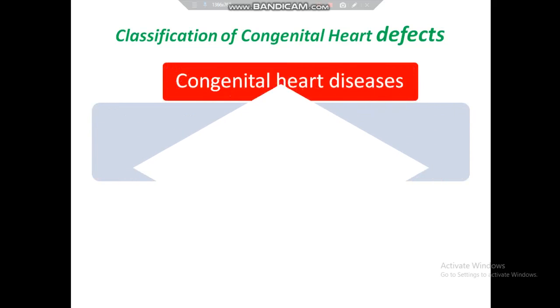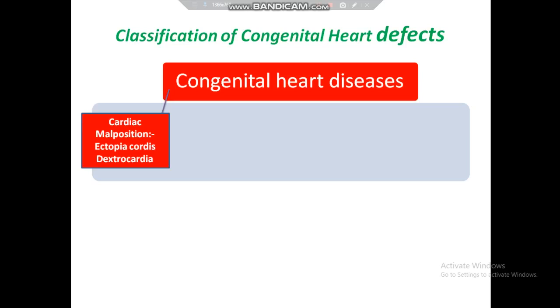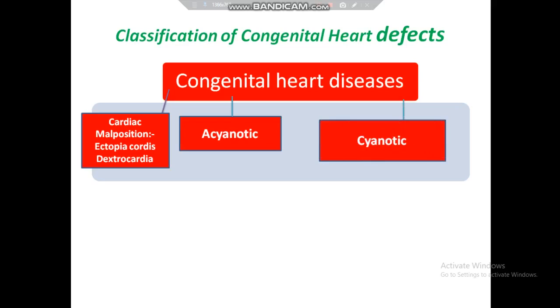Classification of congenital heart defects. Now, congenital heart diseases can be, first of all, there can be malposition of the heart, like ectopia cordis or dextrocardia. Now, congenital heart diseases can be acyanotic or cyanotic. That means whether cyanosis is present or not, depending upon the saturation of the oxygen.